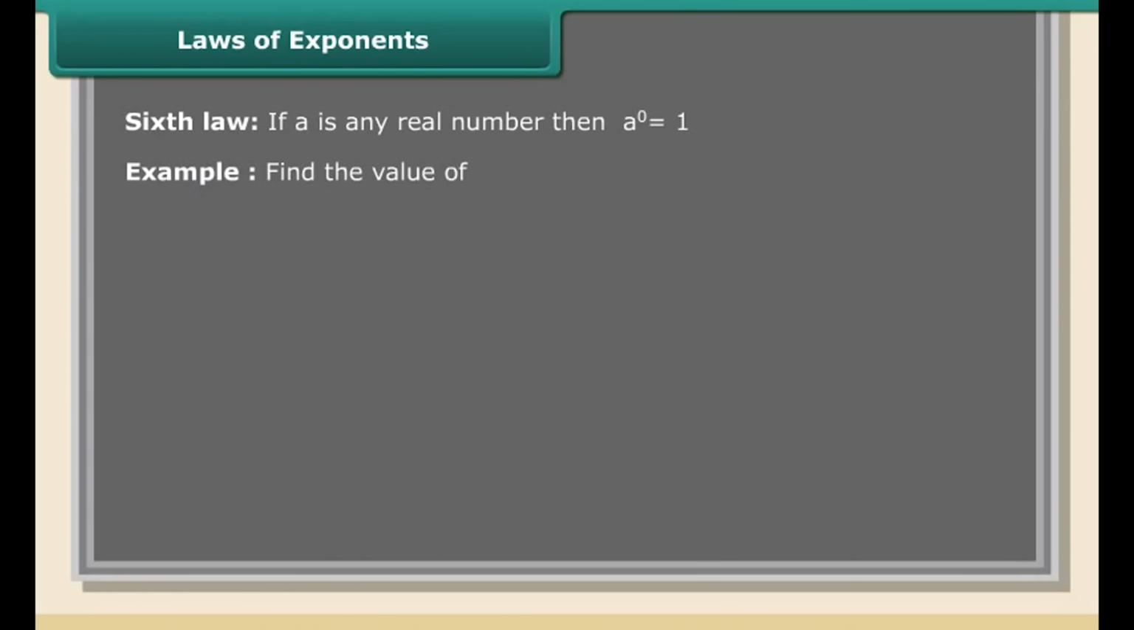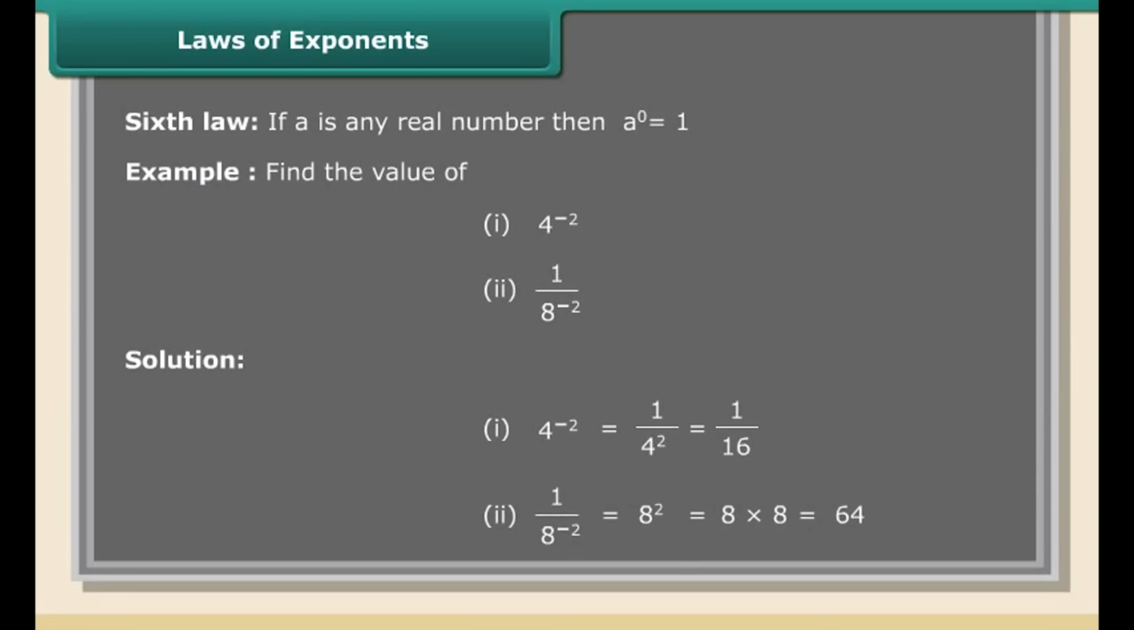Example. Find the value of 4^(-2) and (1/8)^(-2). Solution. 4^(-2) is equal to 1 upon 4^2, which is equal to 1 upon 16. (1/8)^(-2) is equal to 8^2, which is equal to 8 into 8, which equals 64.